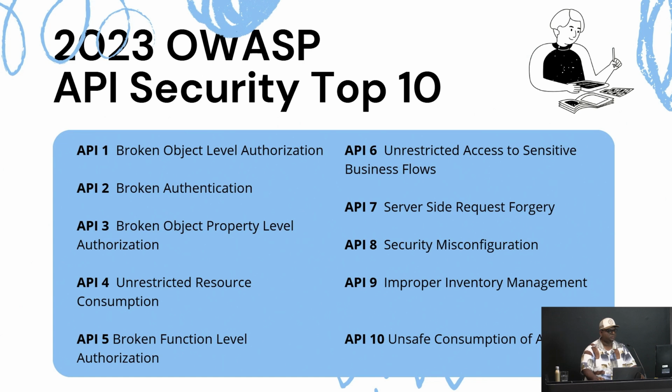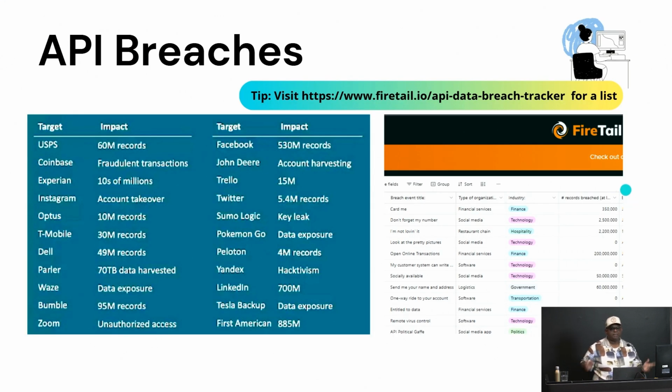And let me take you through a few more slides. So API breaches. If you want to know about API breaches, go to this firetrail.io site. You can see a lot of an API data tracker. This will have all the breaches listed there. So look at the names, guys. You can see USPS, Facebook, Trello, Instagram, Dell.